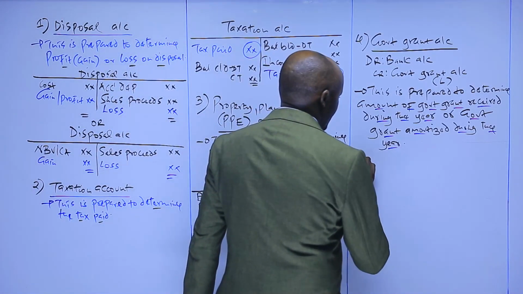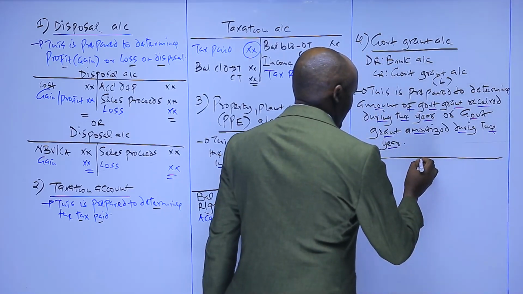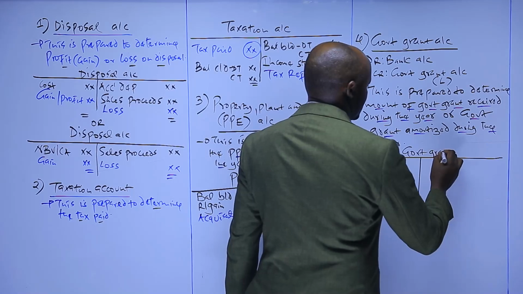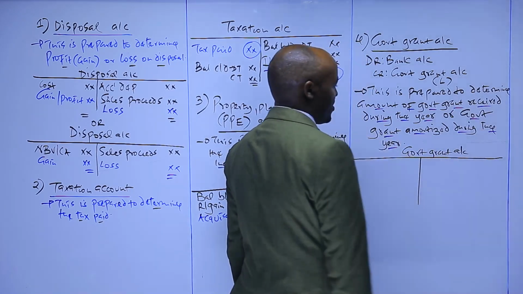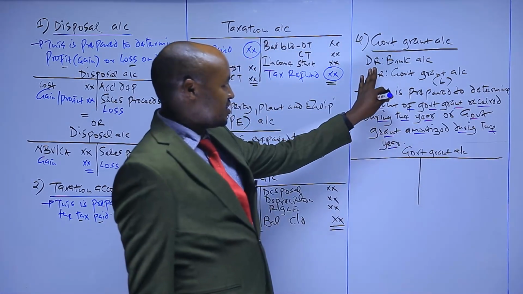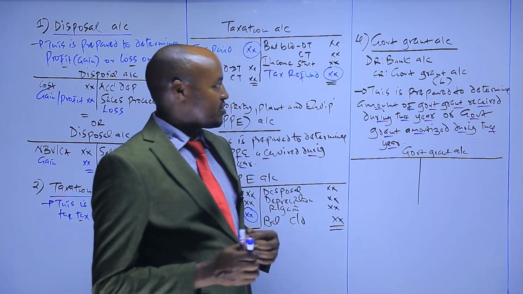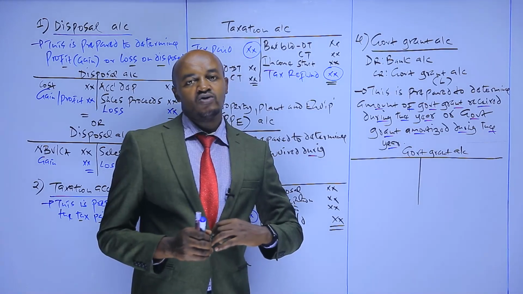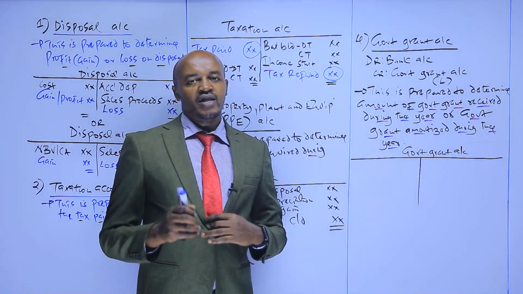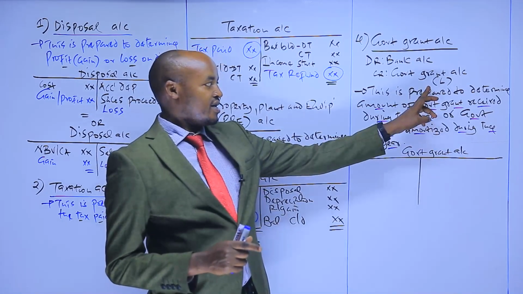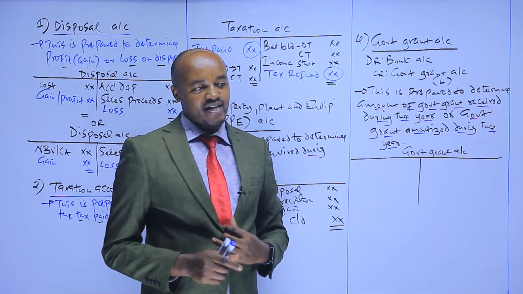So how do we prepare this particular account, the government grant account? Remember, once the government grant is received, it is basically debited in the bank account and then credited in the account called the government grant. So the government grant in the statement of financial position is a non-current liability.